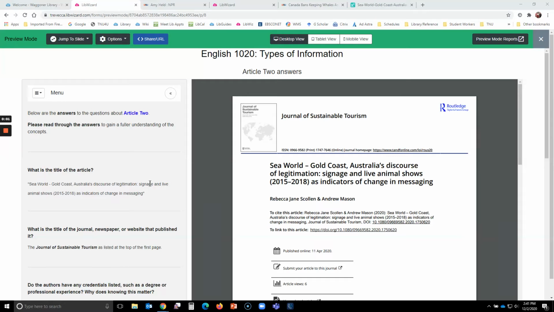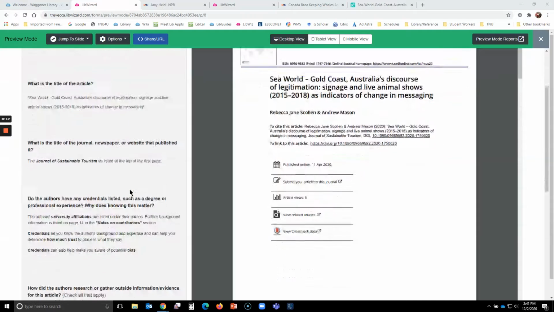Now let's look at Article 2. So what is the title of this article? And that's here right at the top, this entire thing here, SeaWorld, Gold Coast, Australia's Discourse of Legitimation, and so forth. The journal is here at the top, Journal of Sustainable Tourism.